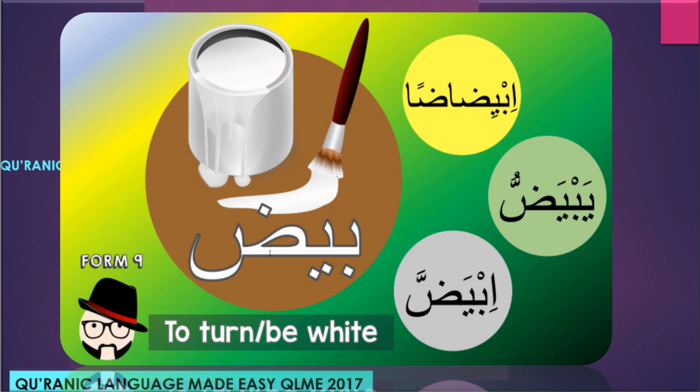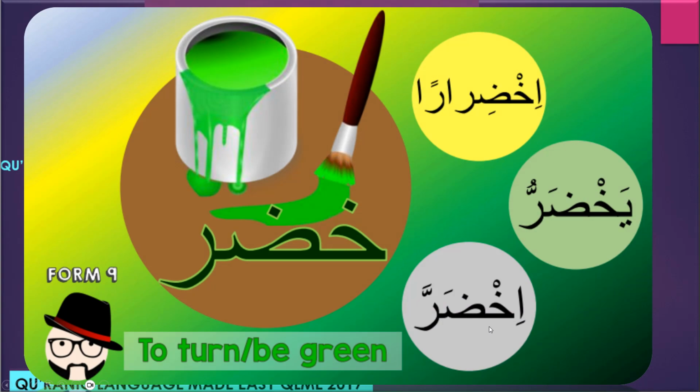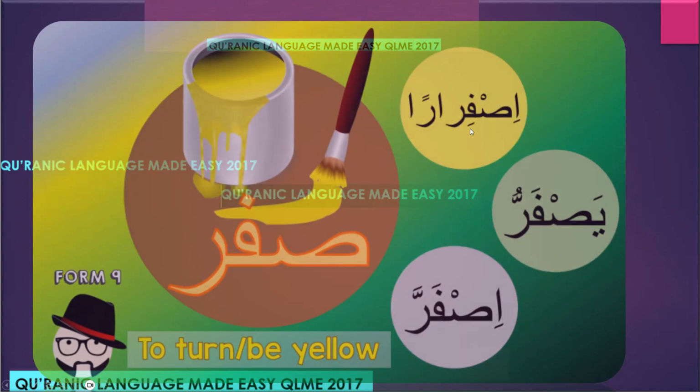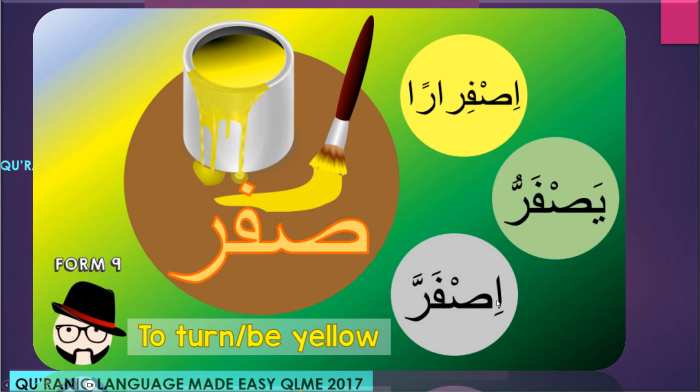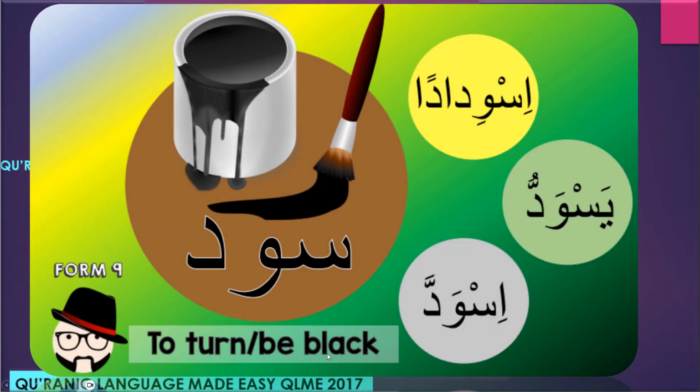Some important words are to become white or radiant. It's going to be ibyadda, yabyaddu, ibyidadan. To turn green or become green, it's ikhdarra, yakhdarru, ikhdiraran. And to turn yellow or become yellow, it's isfarra, yasfarru, isfiraran. And to turn black or to become black, it's iswadda, yaswaddu, iswidadan.